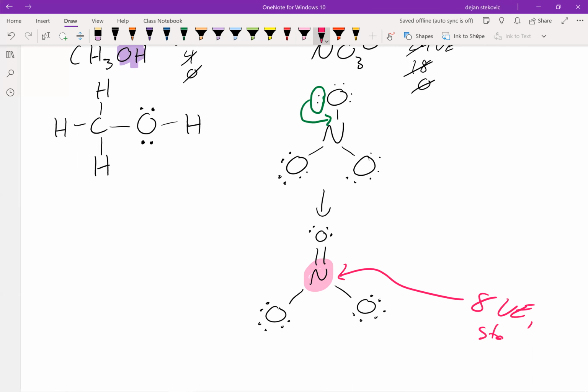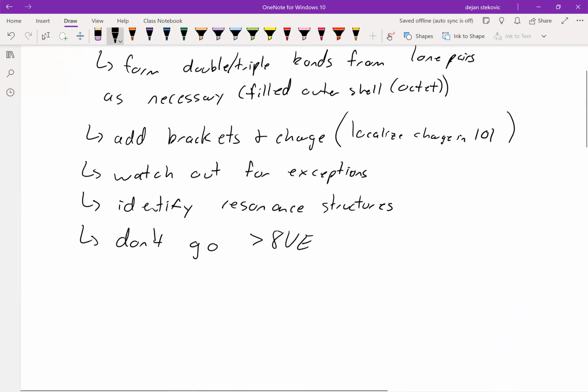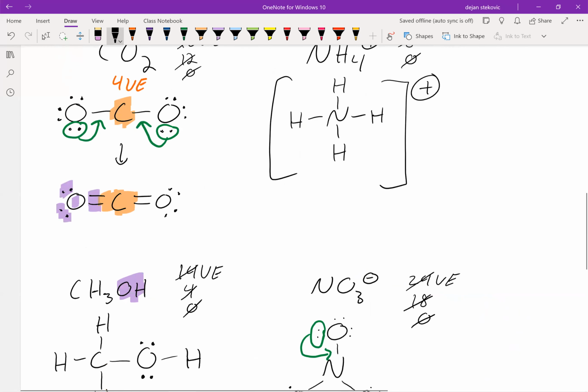And then we're going to stop here. Right, it's got 8, it can't have more than 8, so we're done there. And then we're just going to put the brackets and then the negative charge on the outside. Note that I pulled it from the top oxygen. You could have pulled it from any one of the three oxygens, and we'll discuss what that means in the following video. But overall, there's your 4 steps. So practice, practice, practice.